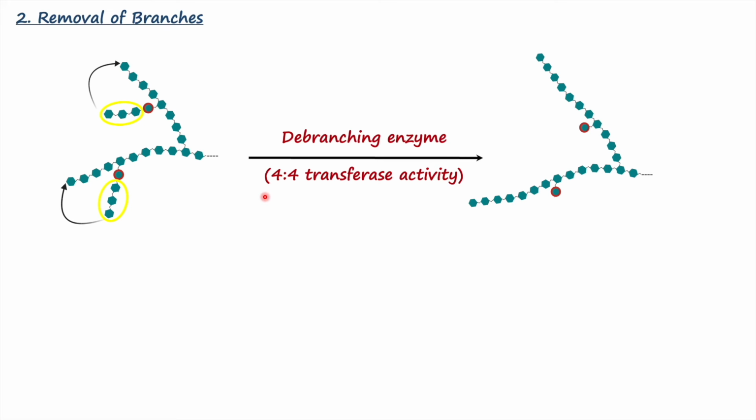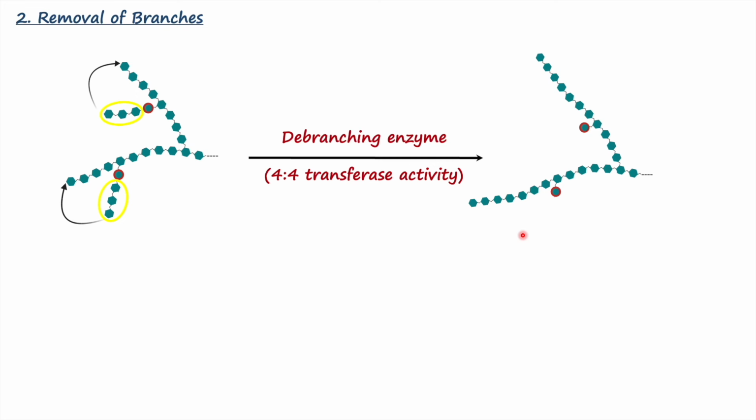So basically, what the debranching enzyme does is it breaks the alpha 1,4 glycosidic bond between these 2 glucose molecules and takes this glucose molecule and reattaches it to the non-reducing end by forming an alpha 1,4 glycosidic bond. So in the process, an alpha 1,4 glycosidic bond is broken and an alpha 1,4 glycosidic bond is also formed to reattach these glucose molecules to the non-reducing end, and therefore the enzyme is said to have 4:4 transferase activity.